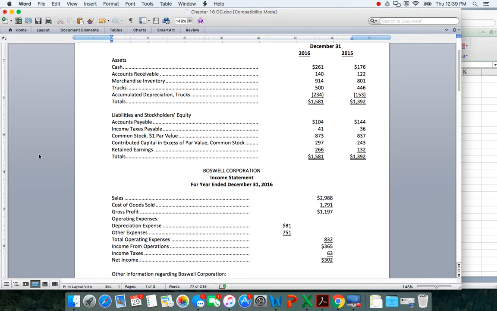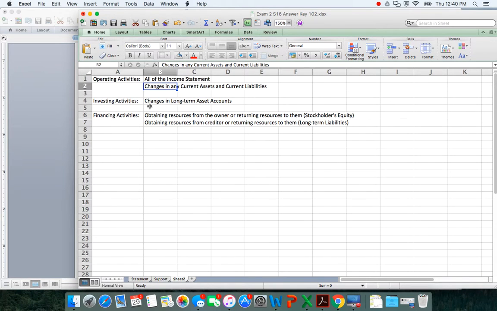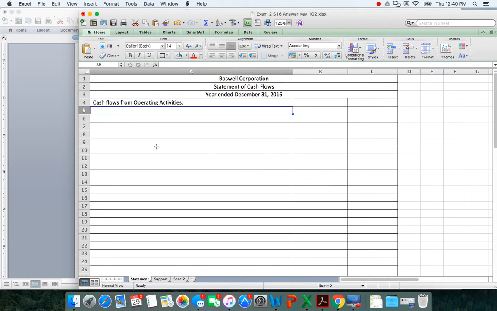The indirect method is easier, although it doesn't always make perfect sense when you're looking at it. But in the end, it comes out with the same number as the direct method does. To prepare the statement of cash flows using the indirect method for operating activities, we're just going to follow 3 simple steps. Step 1, start with net income. That's the beginning of the operating activities section every single time with the indirect method.